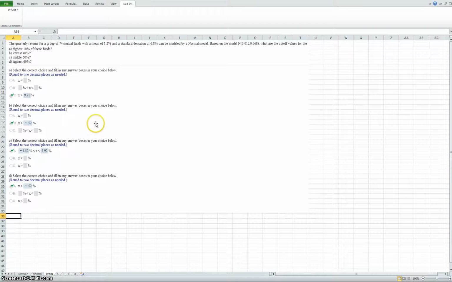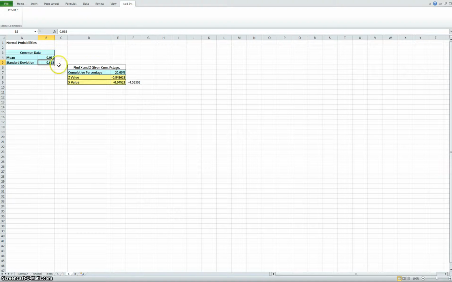So 60%, what we've got to do here is 100% minus 60%, or 1 minus 0.6. That gives us 40%, and we need to split that on each side of the distribution. So we know we have to look at the value at 20%, and we know we have to look at the value at 80%, because that's the full distribution. We can start with 20%. Here I just typed in 20%, and I've now got my left tail value of minus 4.52.